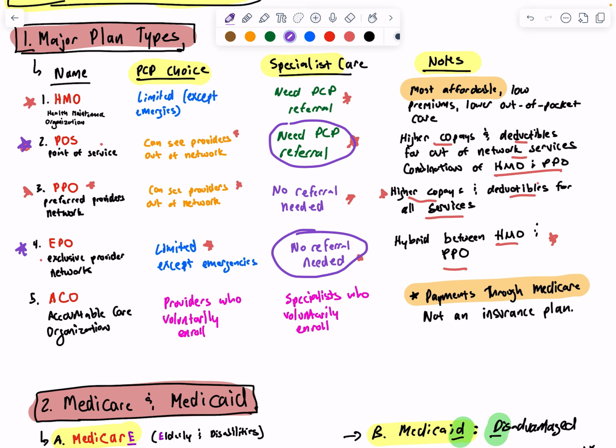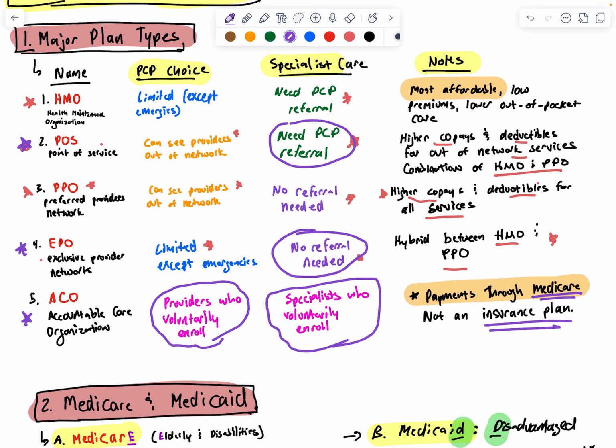All right, finally, we have Accountable Care Organization. One's a little bit different. It's not actually an insurance plan because payments go through Medicare. It's only for going with providers who voluntarily enroll and specialists who voluntarily enroll. I haven't seen a question on this.